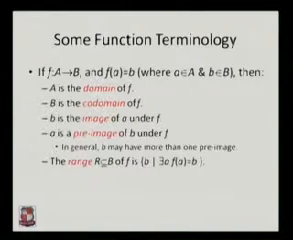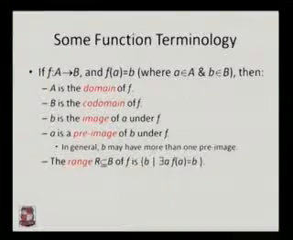This is very useful terminology because in future we are going to use all of it. So here capital A is called the domain, capital B is the codomain, small b is the image of small a, and small a is the pre-image of small b.